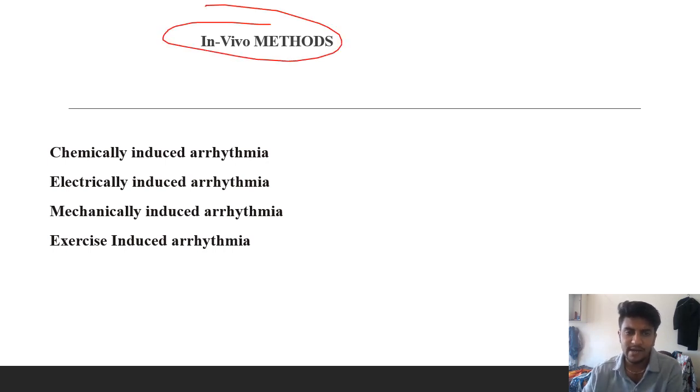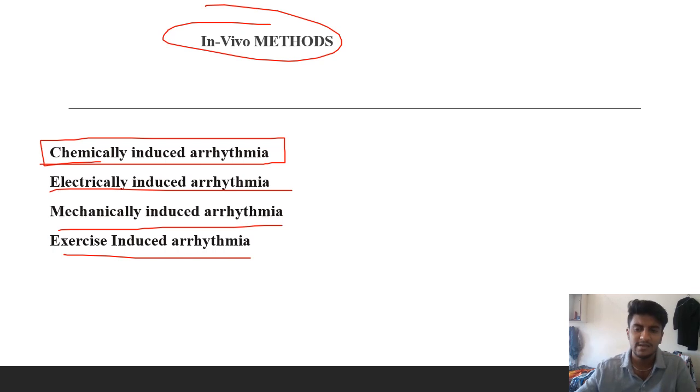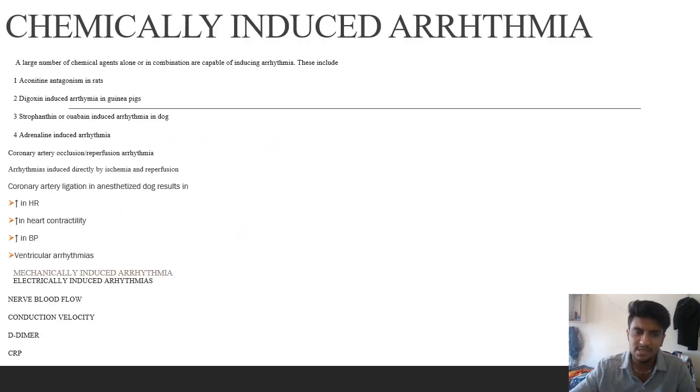Now, in vivo methods for arrhythmia include exercise induced, as I already mentioned, mechanical induced, electrical induced, and chemical induced. So, aconitine is a widely used chemical, right? Electrical fibrillators we have for causing atrial fibrillation or flutter. Mechanical, again, exercise induced is a type similar to mechanical only.